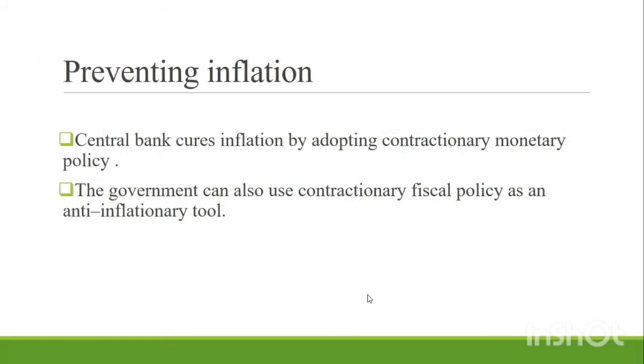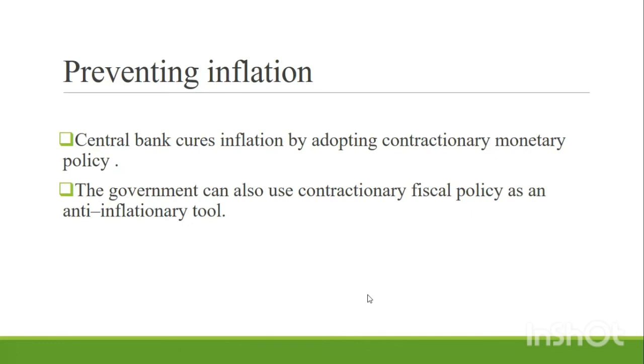As we came to the conclusion that inflation is a serious predicament or problem for an economy, therefore, it is very important to control or prevent inflation. Normally, there are two ways by which inflation is controlled. The first one is used by the central bank. Central bank uses contractionary monetary policy to control the level of inflation. And contractionary monetary policy means central bank will increase the rate of interest to curb the supply of money.